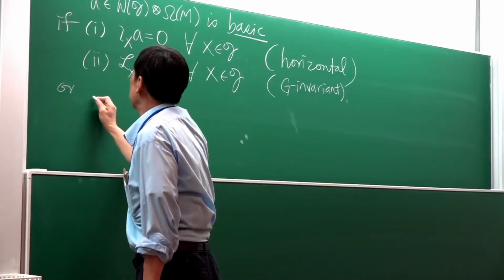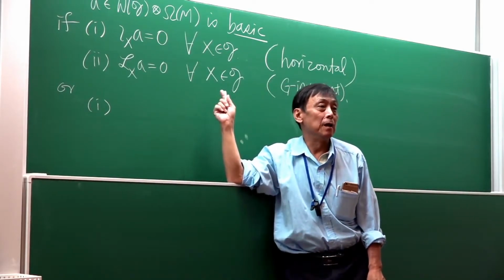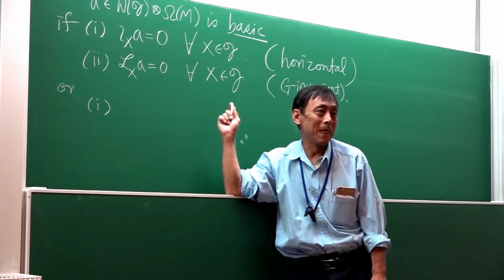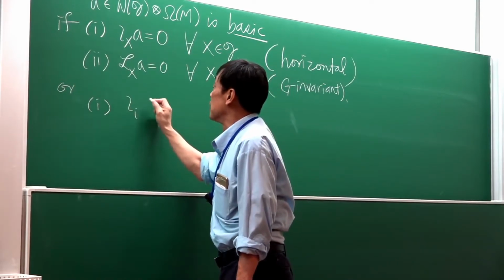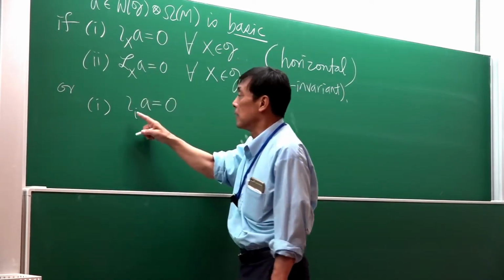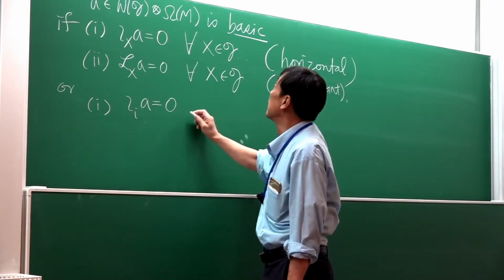Now this, you don't have to use all the elements of the Lie algebra. Okay. You can just use a basis. So you can just test x1 to xn.